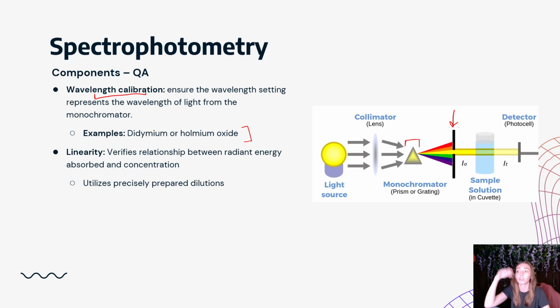these things are functioning. The other thing that we have to worry about in QA is that our instrument displays a linear relationship between absorbance and concentration. And the way that we do that is we make a concentration gradient. We make a bunch of precisely prepared dilutions, and then we measure the absorbance of all of those to make sure that, yeah, that's a linear relationship going on.